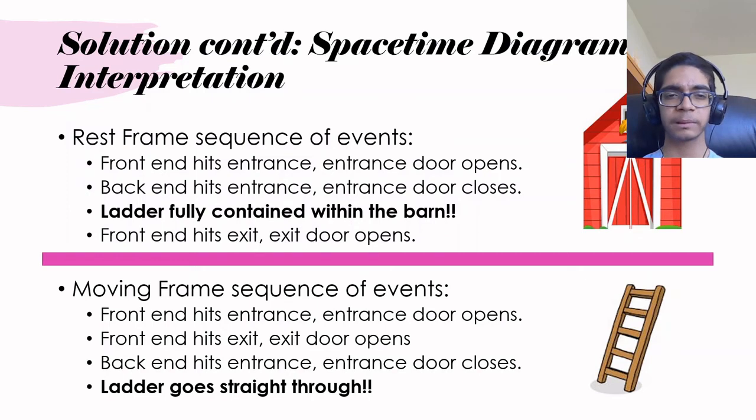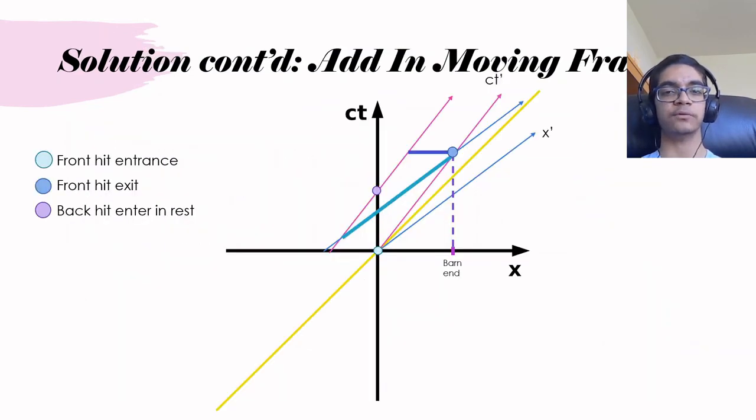Now, let's discuss what happens in the moving frame. So now we want to look across our CT prime axis. So going from, again, top to bottom, and now not the CT, but along this pink line, we want to see what events we run into. Also remember that the purple point is where the back hits the entrance in the rest frame. That doesn't apply to us here, because we aren't in the rest frame anymore. So let's start by moving up.